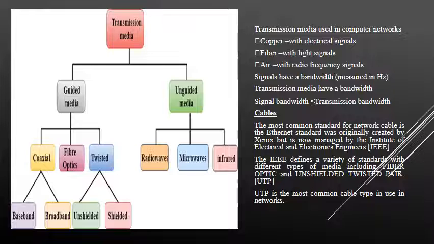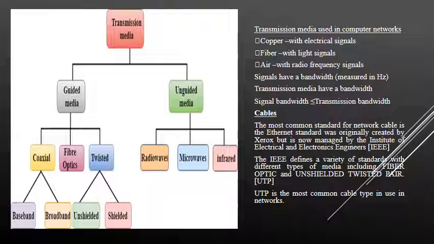Transmission media used in computer networks: copper, fiber, and air, with electrical signals, with light signals, and with radio frequency signals. Signals have a bandwidth, measured in hertz. Transmission media have a bandwidth. Signal bandwidth is lesser compared to transmission bandwidth.